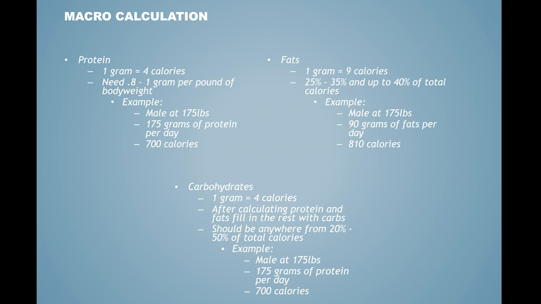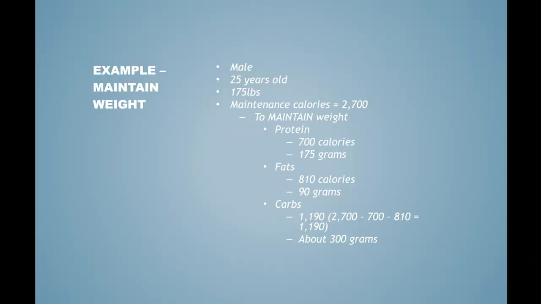All right, so for an example, we've got our 175 pound male. He's going to be consuming, let's say, 175 grams of protein, 1 gram of protein per pound of body weight. So 175 grams of protein times the 4 calories is going to equal out to 700 calories. So for our example, a 175 pound guy, let's say he's about 25 years old, about 5'10", his maintenance calories are going to be 2,700 calories. So first you take the 2,700, subtract the 700 for protein, you've got 2,000 left.